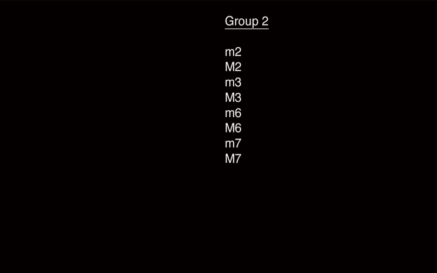And then a minor seventh harmonic. Minor seventh melodic. And then a major seventh harmonic. And then melodic. And then those are the intervals for group 2.